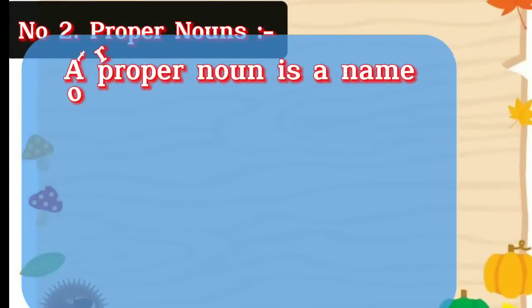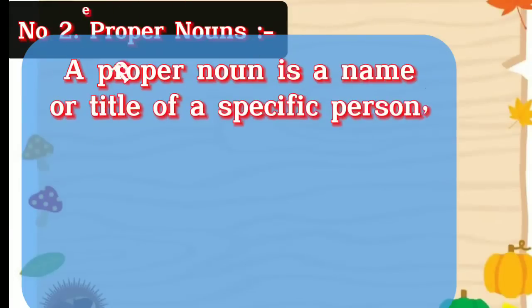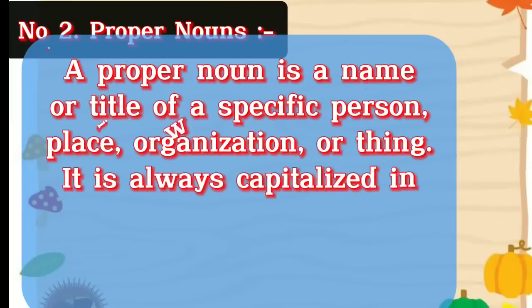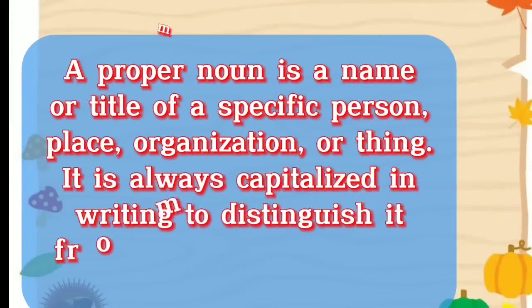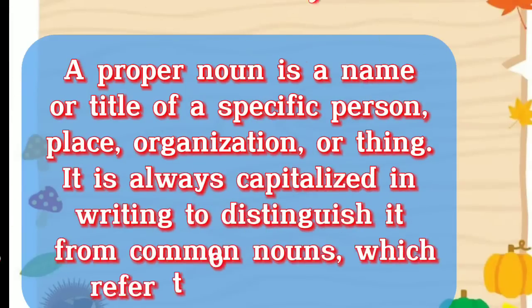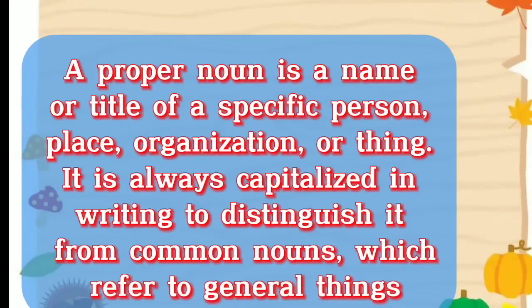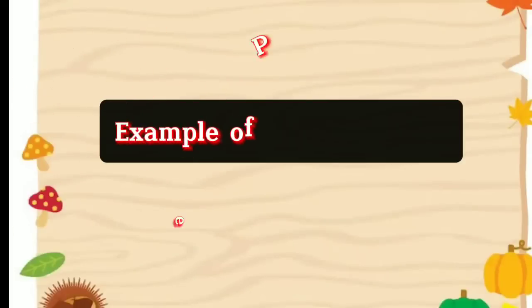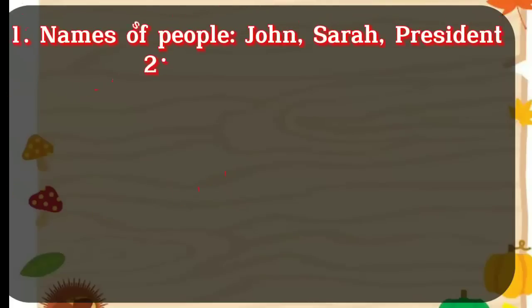A proper noun is a name or title of a specific person, place, organization, or thing. It is always capitalized in writing to distinguish it from common nouns, which refer to general things. Here are some examples of proper nouns. 1. Names of people: John, Sarah, President.